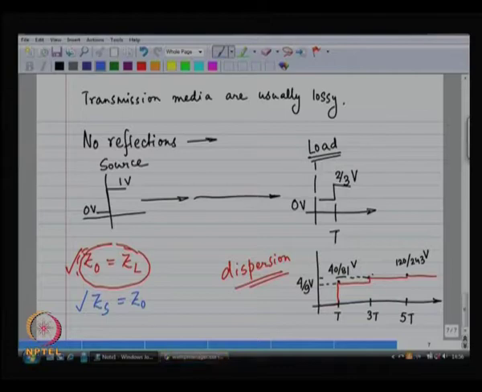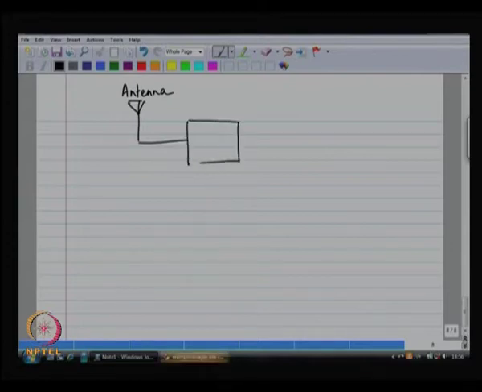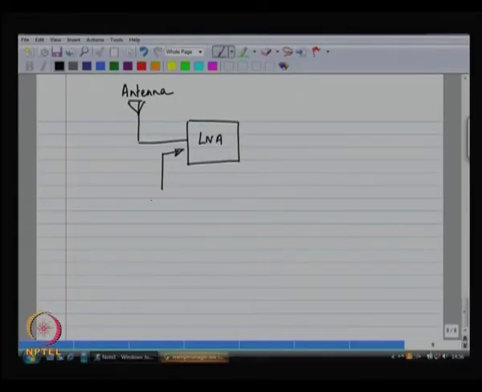All right. So, what does this mean for us? If I am making a receiver, this is my antenna and this is the low noise amplifier. If I am making this receiver, then what this means for us is that the characteristic impedance of the antenna has to be the same as the input impedance of the low noise amplifier.